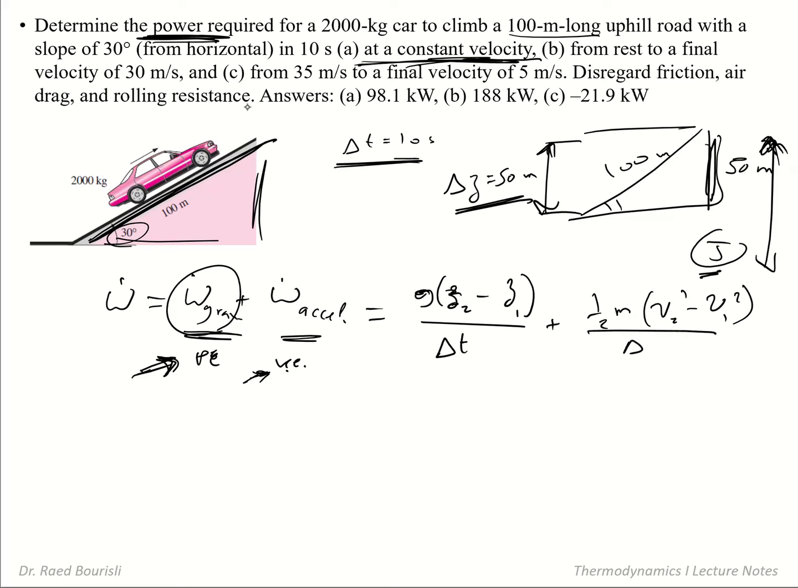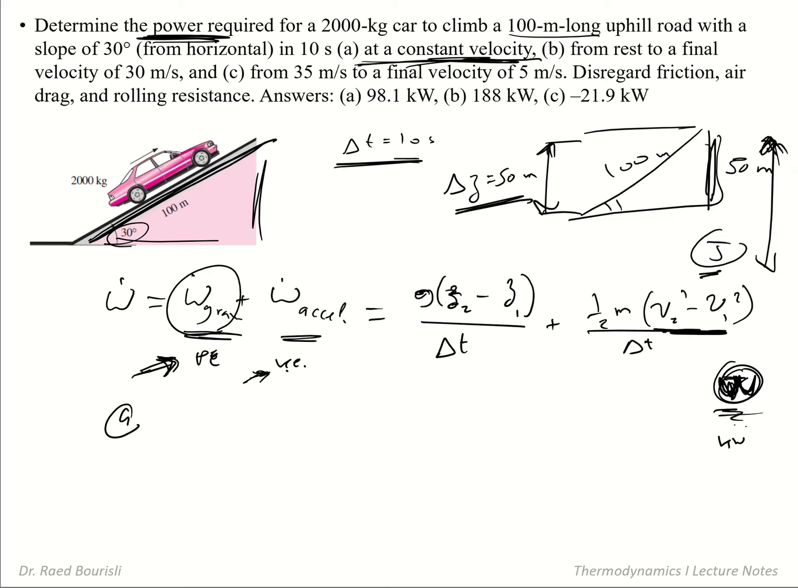I want the power, not the energy, so I have to divide by delta t. If you substitute these numbers, this will give you joules. If you want the power in kilowatt, you have to divide by 1,000, since this will give you watts. Sorry, my bad. So I have to divide by 1,000. So that's it. For case A, you have constant velocity, so v2 equals v1 here.